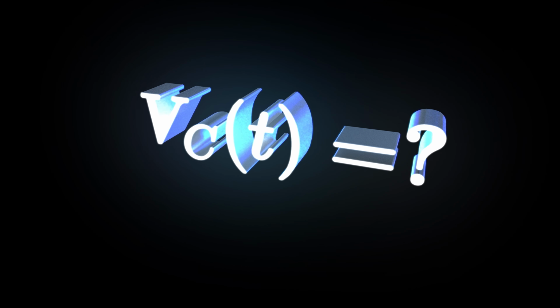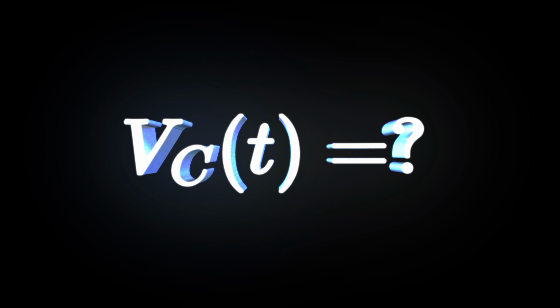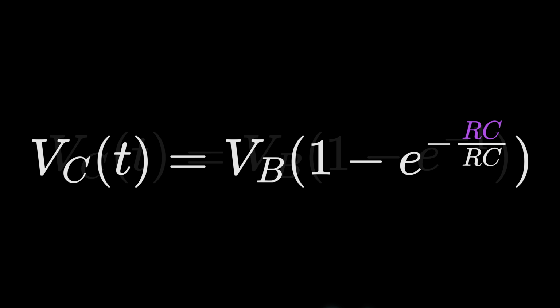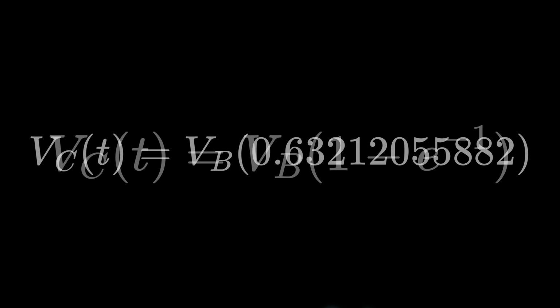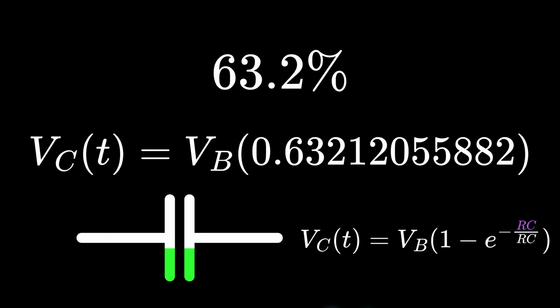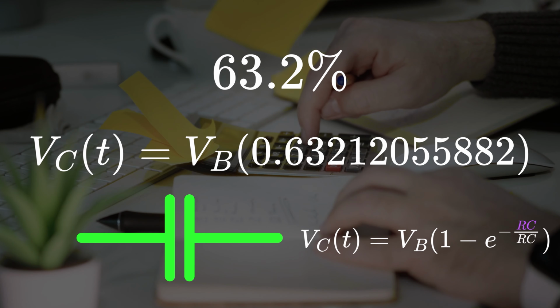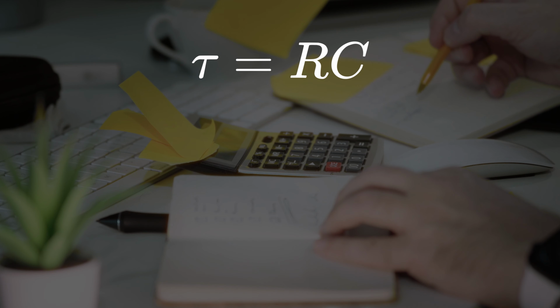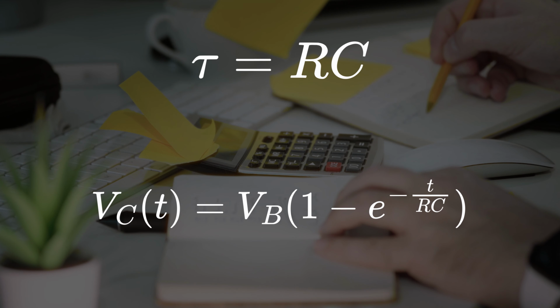To understand why we use this method of measurement, let's find what Vc of t is equal to if we set t equal to RC. The function simplifies to this, which can be further reduced to this. And this is where the 63.2% number comes from. It's the voltage that the capacitor reaches after RC seconds have passed. The time constant is more often used in rough physics calculations because it's much easier to use simple formulas than to solve exponents every time you're working on a large circuit.